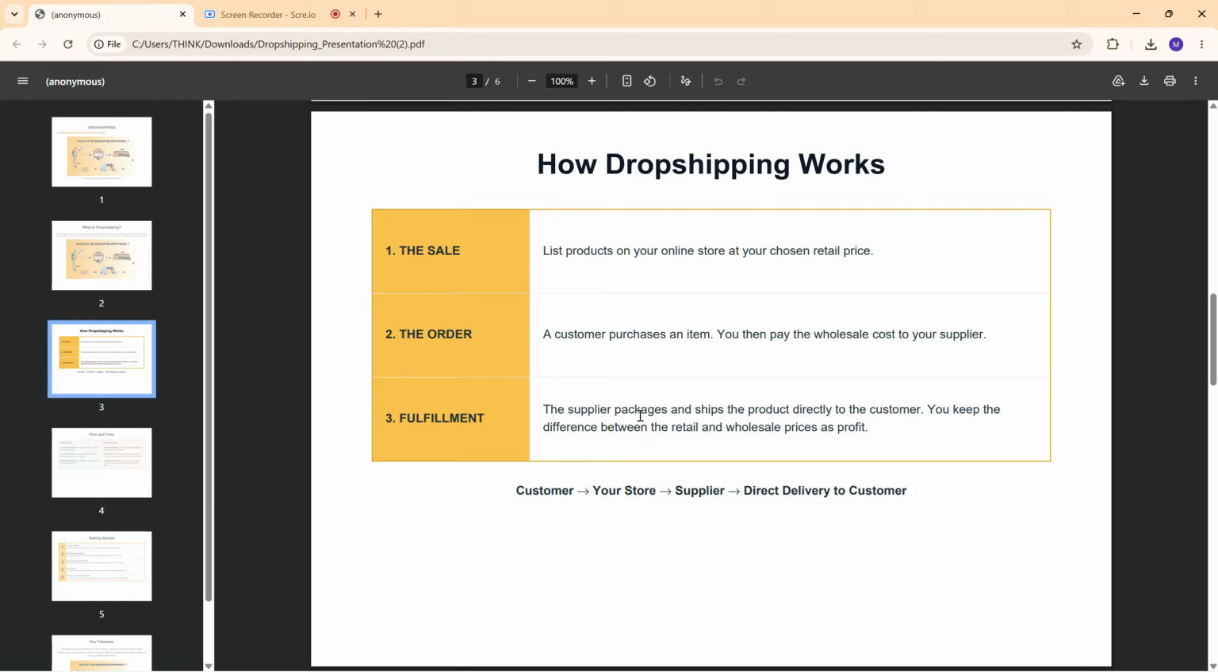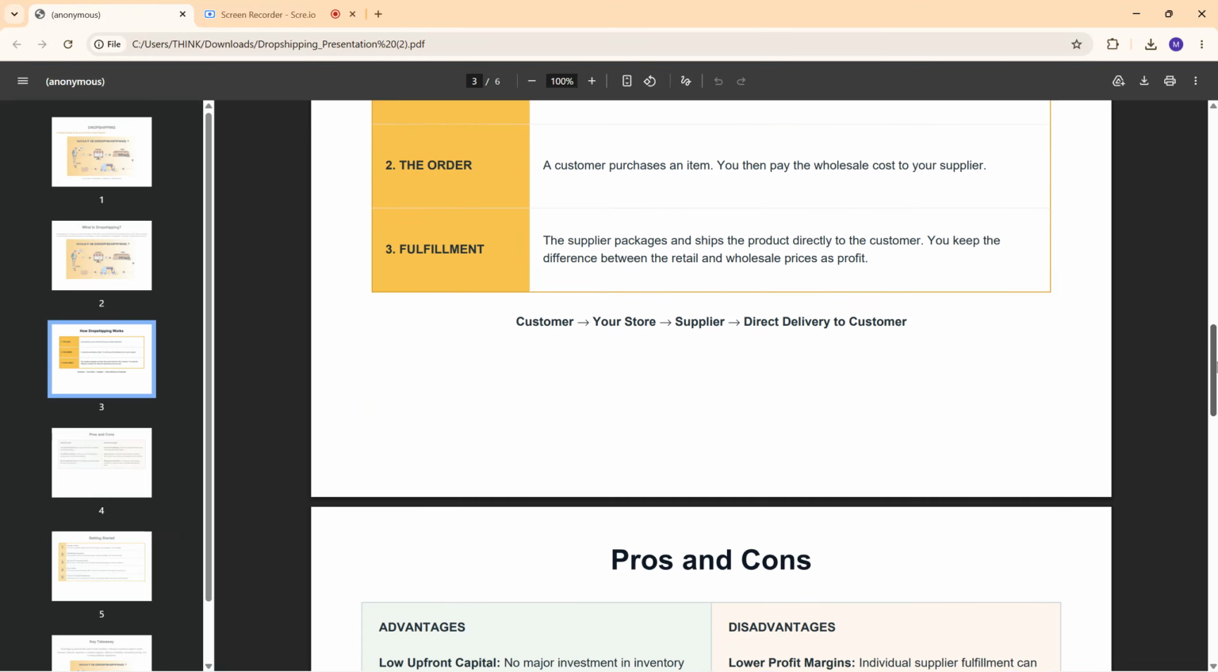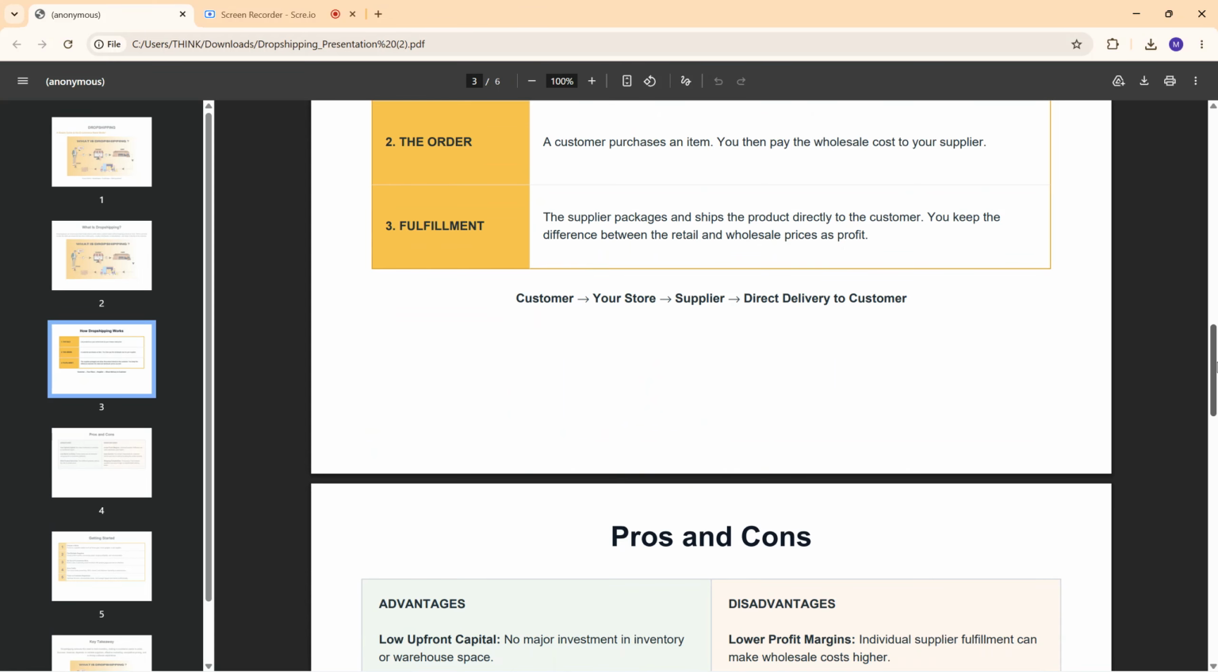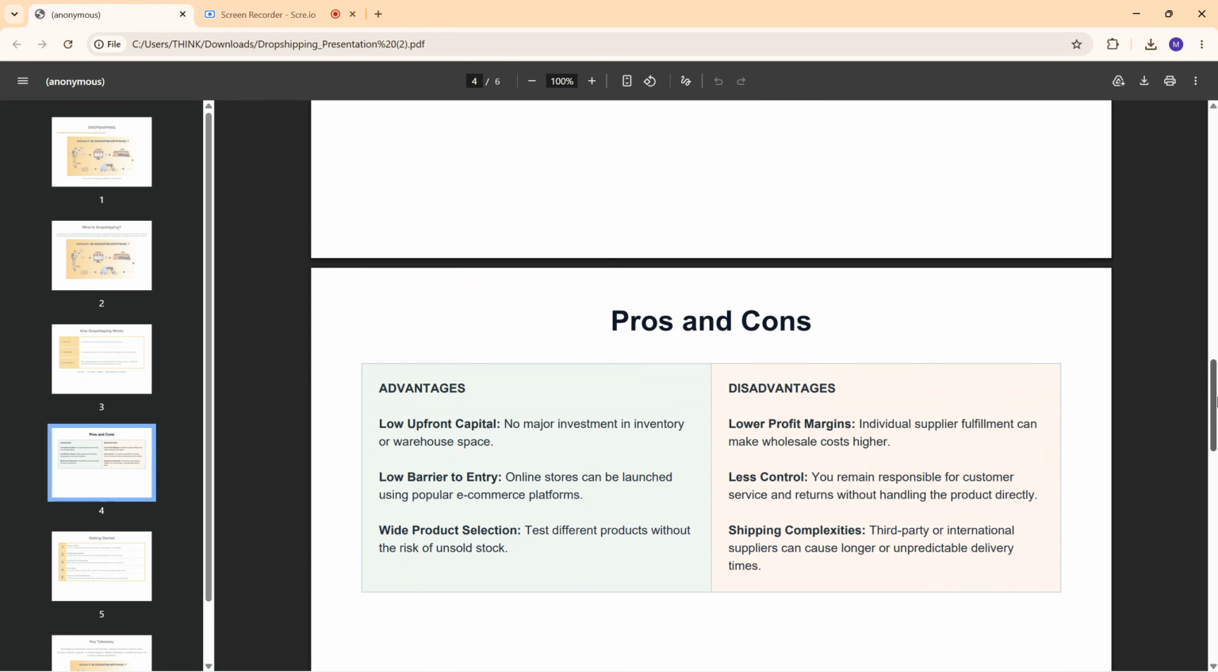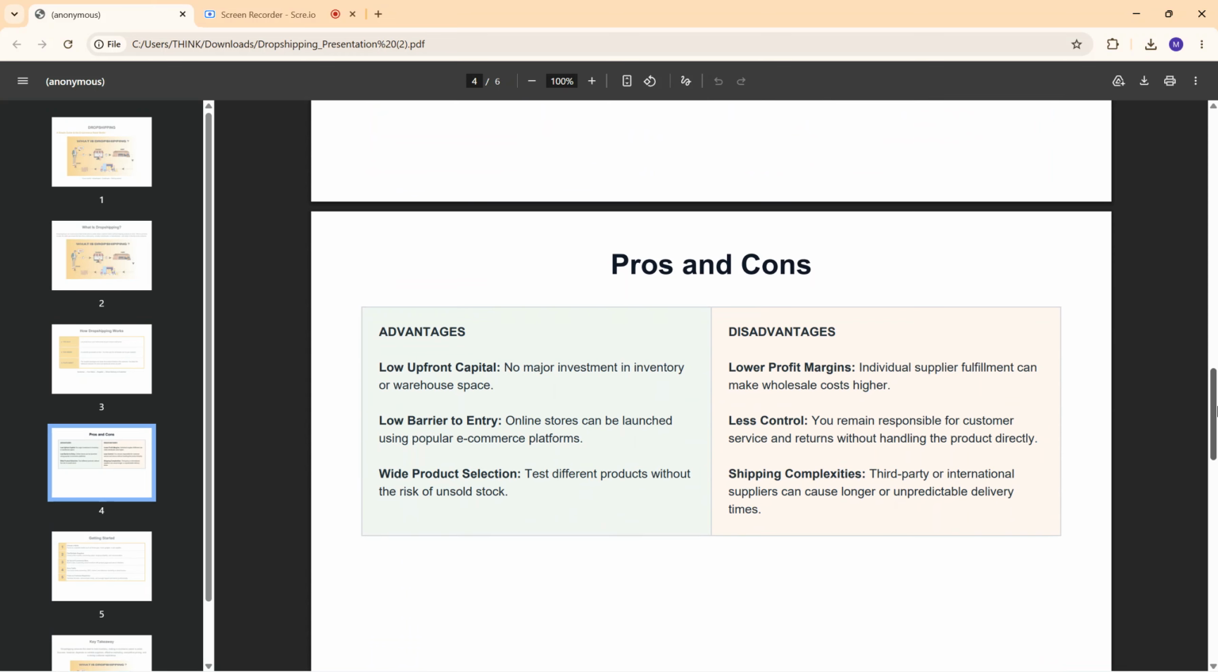You don't have to involve yourself in shipping the product. You keep the difference between the retail and the wholesale price as profit. That is where your profit comes in. You are the one that will set your retail price, while the wholesaler already has their own cost price. So you pay for it and then deduct your own price. Now let's look at the pros and the cons. The advantages are cool.